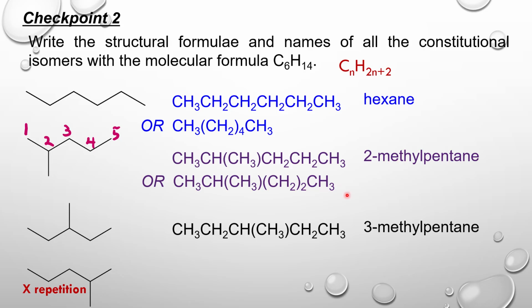The third compound is 3-methylpentane. Remember, we are still looking at a 5 carbon parent chain with a methyl group on the third carbon. The condensed formula shows the methyl group in a bracket, and this means that the methyl group is attached to this carbon just before it.